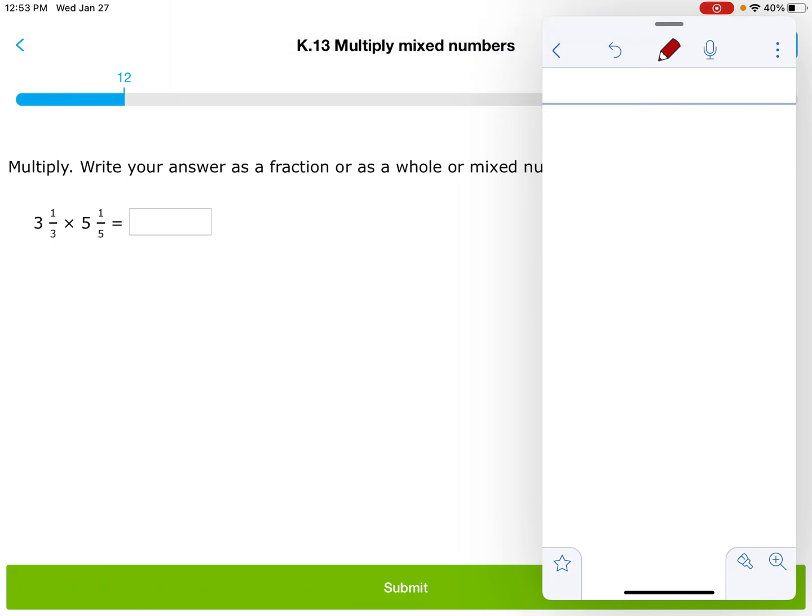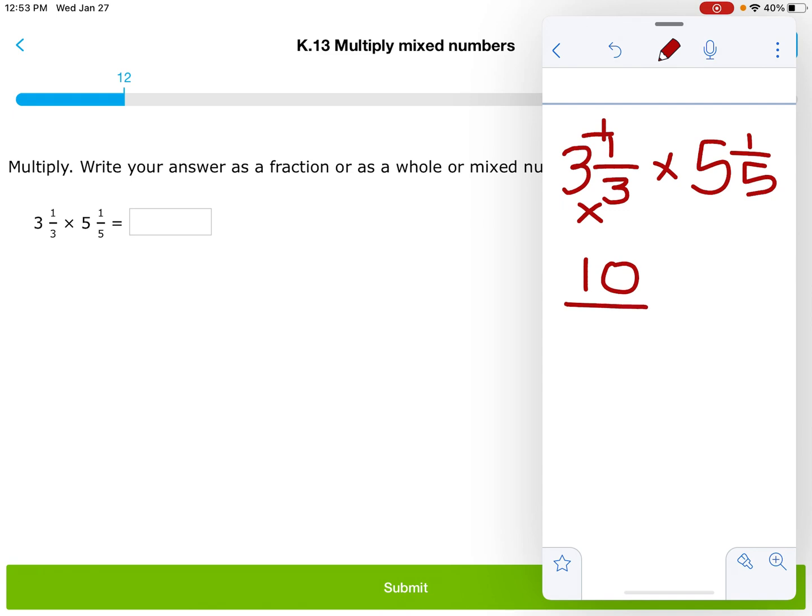We have 3 1/3 times 5 1/5. So the first thing when we're multiplying mixed numbers, we need to convert them to improper fractions. Okay, so we take 3 times 3, which is 9, plus 1, which gives us 10 over 3. Times 5 times 5 gives us 25, plus 1 gives us 26 over 5. Alright, so now we multiply straight across.